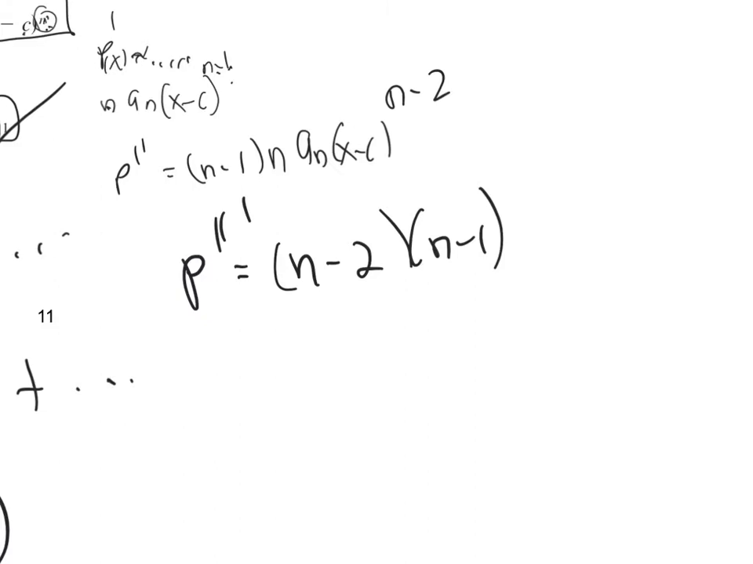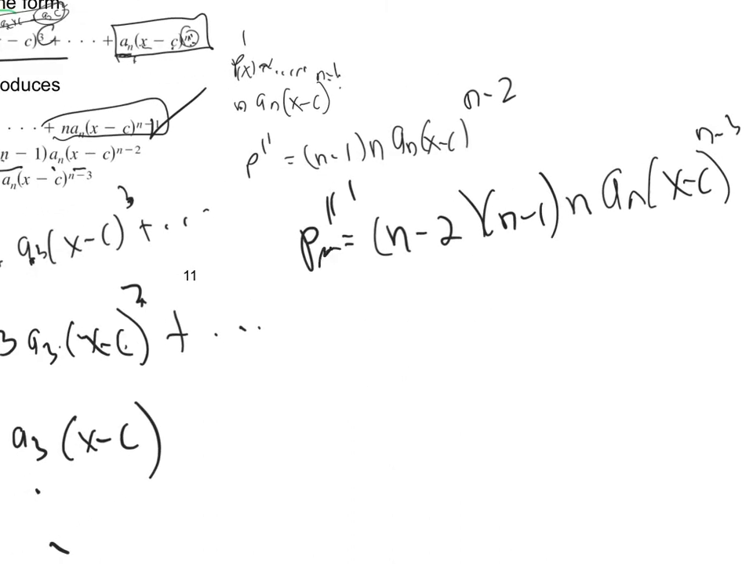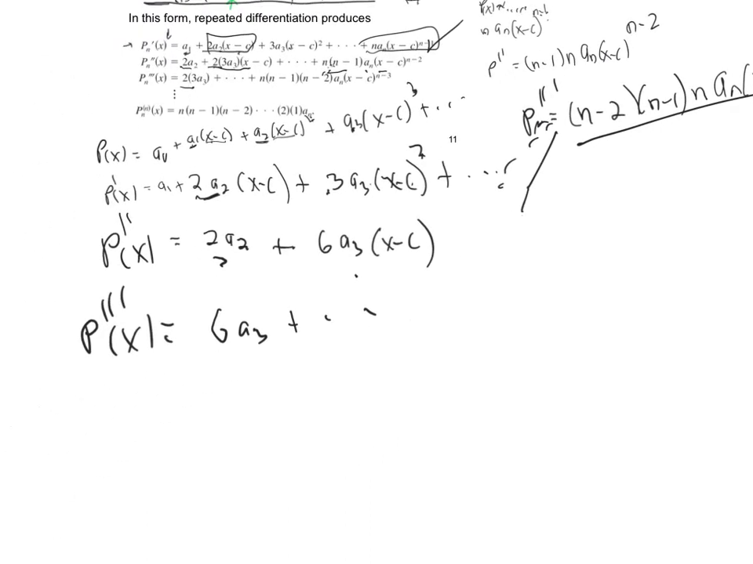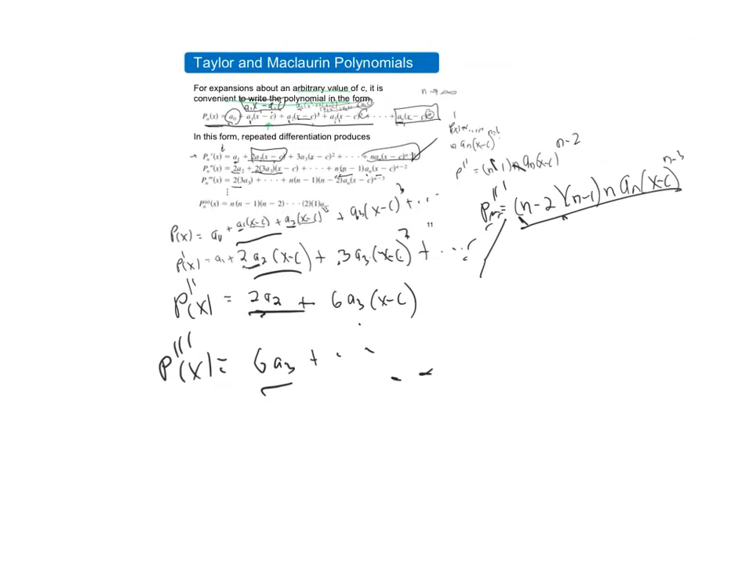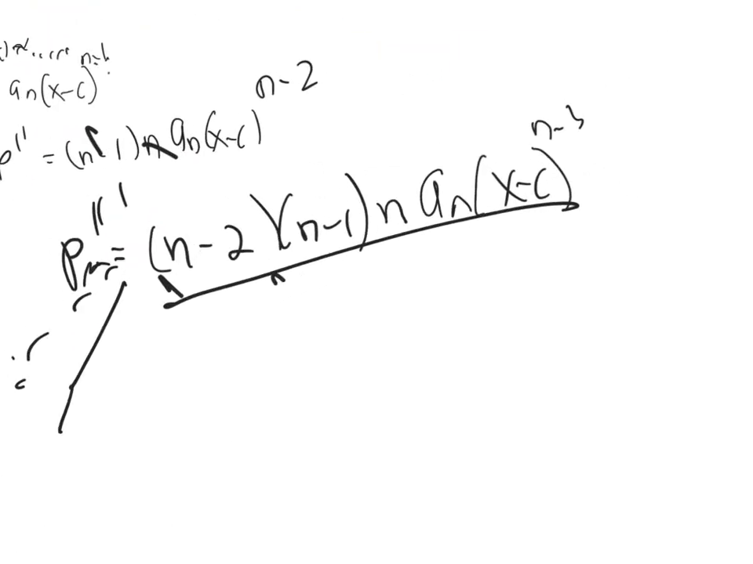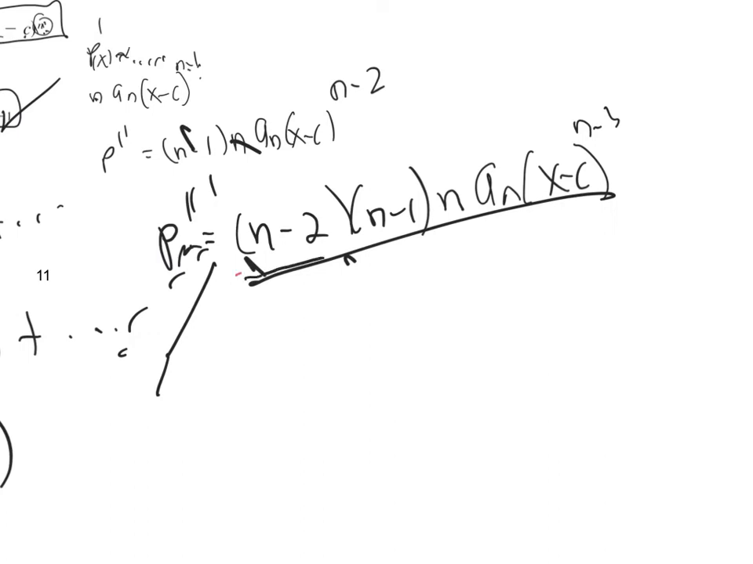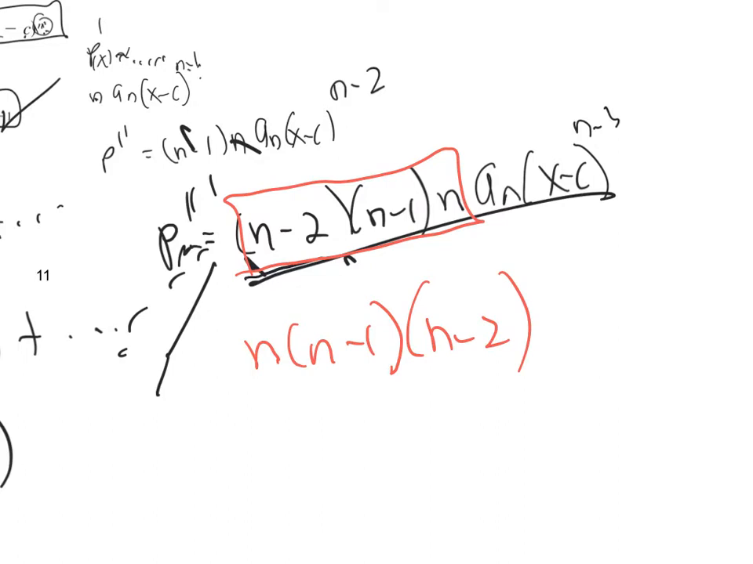N minus 2, n minus 1 times n times a sub n times x minus c, take 1 away, n minus 3, boom, boom, boom, boom. So don't forget, you got all these other terms in front. These are just the end. I did the beginning here, but then there's all these ends that we have. Look what was happening here. What is this? Black magic. N times n minus 1 times n minus 2. Well, that's n factorial. Whatever n you were at. This is mind-blowing.